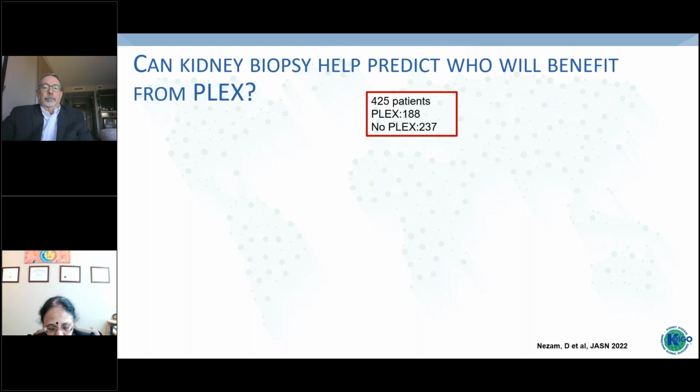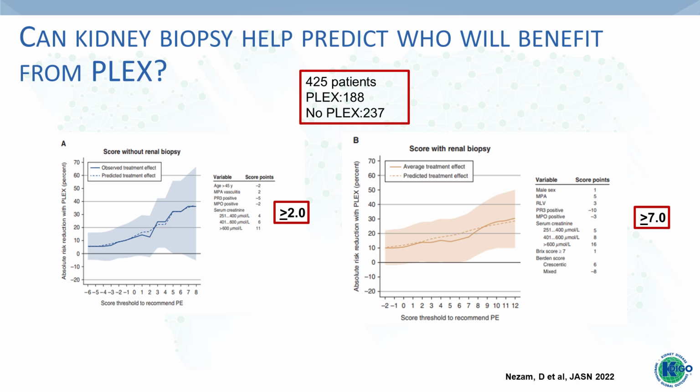So here is where the kidney biopsy really was evaluated. This is a retrospective observational study from the French group, looking at 425 patients. 188 received Plex and 237 did not receive Plex. The primary outcome was end-stage kidney disease or death at 1 year. In essence, the Plex did not have a beneficial effect on ESKD or death at 1 year. However, this study was able to identify a subgroup of patients who might benefit from Plex.